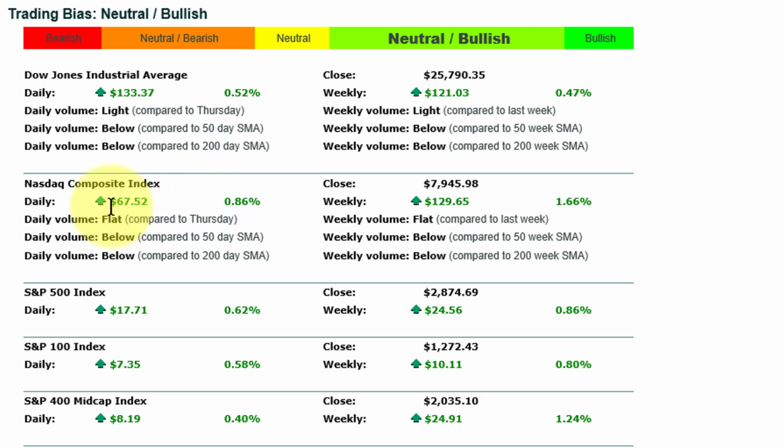Our technology stocks, shown by the Nasdaq Composite Index, gained 0.86% this past Friday on flat below average Nasdaq Exchange volume, and gained 1.66% this past week on flat below average Nasdaq Exchange weekly volume. Our large caps, shown by the S&P 500 Index, gained 0.62% this past Friday, and gained 0.86% this past week.